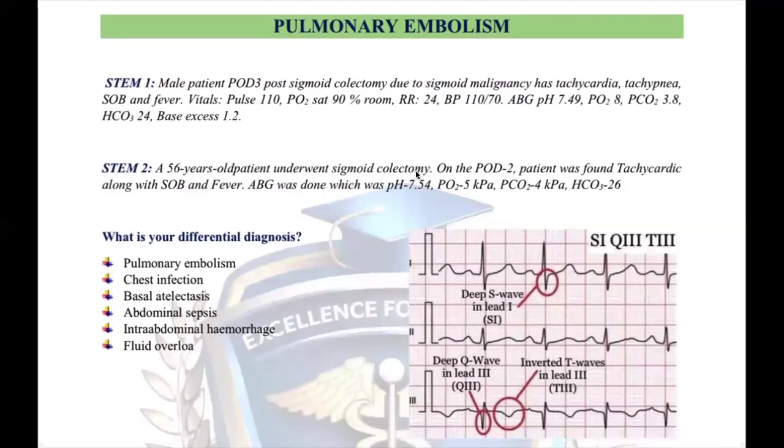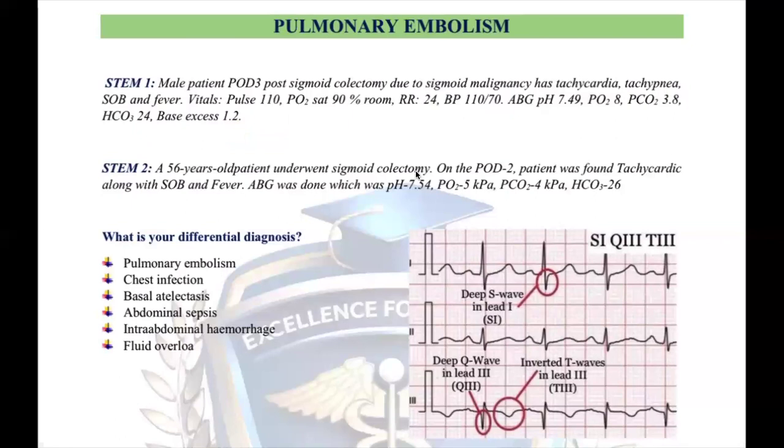So someone please read out the question stem. Male patient on postoperative day 3, post sigmoid colectomy due to sigmoid malignancy, has tachycardia, tachypnea, shortness of breath and fever. Pulse 110, oxygen saturation 90% at room air, respiratory rate 24, blood pressure 110/70, ABG pH 7.49, partial pressure of oxygen 8, partial pressure of carbon dioxide 3.8, bicarbonate 24, base excess 1.2. Okay. And stem 2.